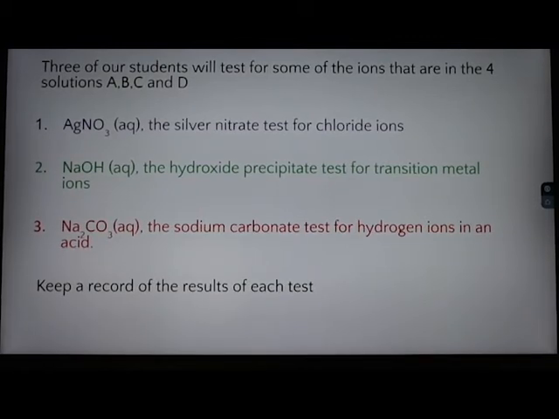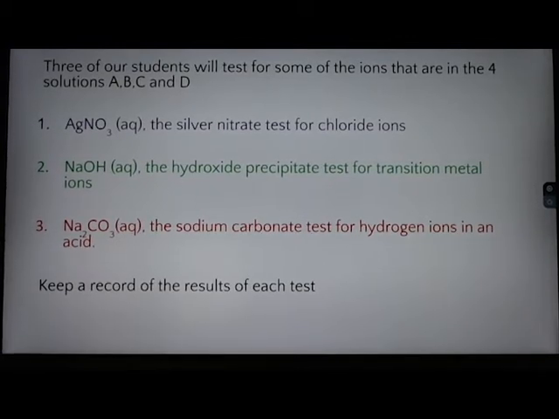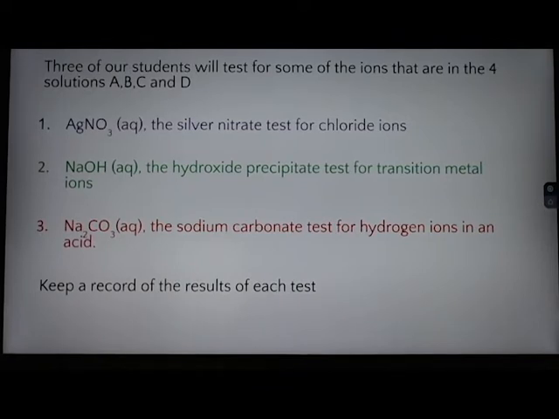The test for transition metal ions like copper ions is to add sodium hydroxide solution and you get a gelatinous precipitate forming. And the test for hydrogen ions in an acid is to add sodium carbonate solution and you will see some fizzing.